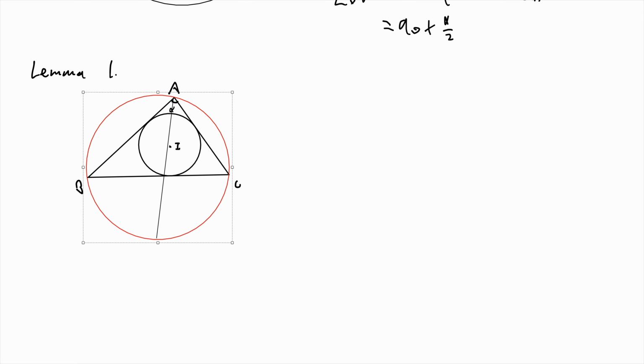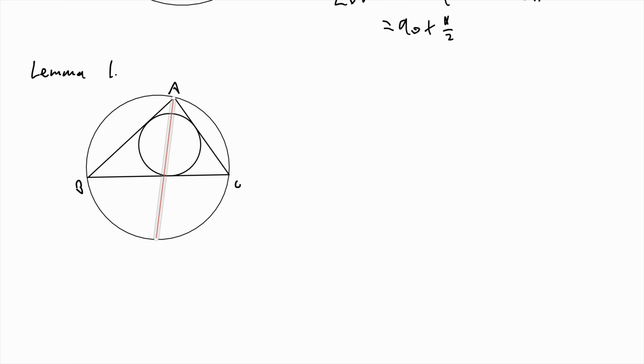I'll change this to black. How do I erase this? Oops. No, that's not what I wanted. Okay, so we're going to draw a line like this from A that passes through. Okay.